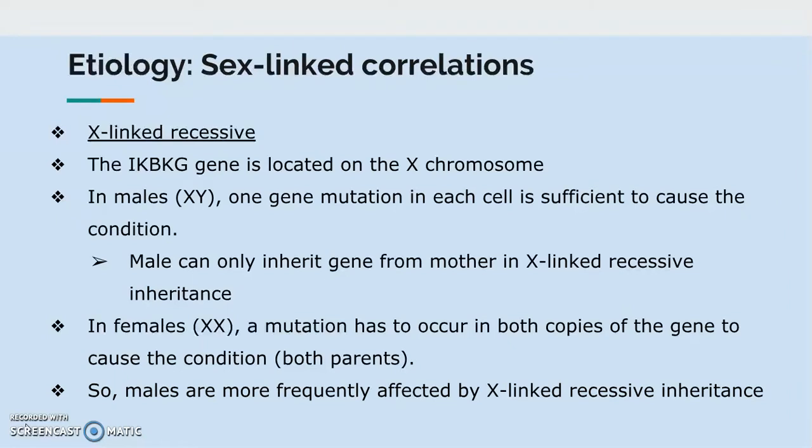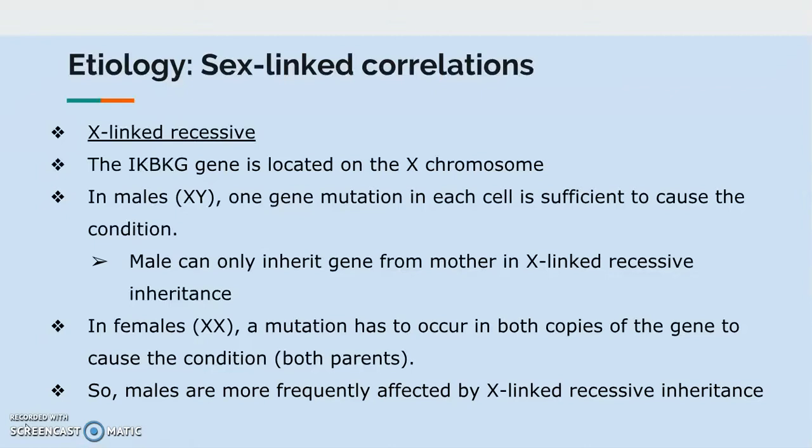Additionally, osteopetrosis can be X-linked recessive, which means that there is a sex-linked correlation with the inheritance pattern, because the IKBKG gene is located on the X chromosome. So since males are XY, only one gene mutation is necessary to cause symptoms of osteopetrosis in men. But that genetic mutation can only be passed down from the mother because of the X-linked recessive nature of inheritance.